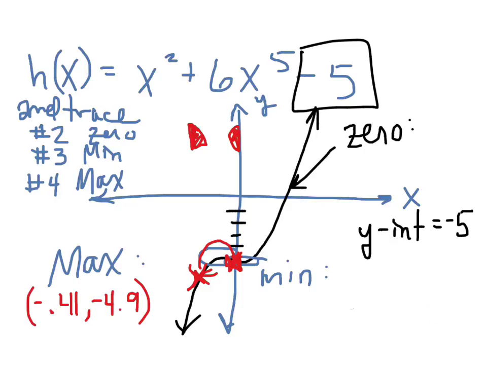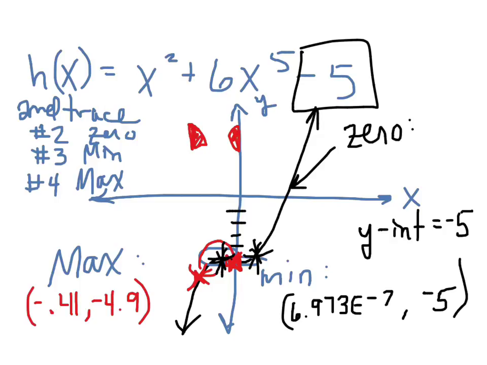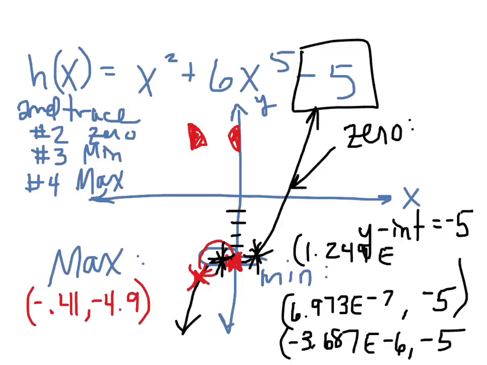For the minimum, I do the same thing. I have the left bound about right here, the right bound about right here, and then out came this number. I've seen this now about 4 different ways. One person had 6.973e to the negative 7th and negative 5. I saw one person tell me it was negative 3.687 e to the negative 6 and negative 5. I had another person tell me 1.249 e to the negative 6 and negative 5. Which one's the right answer?